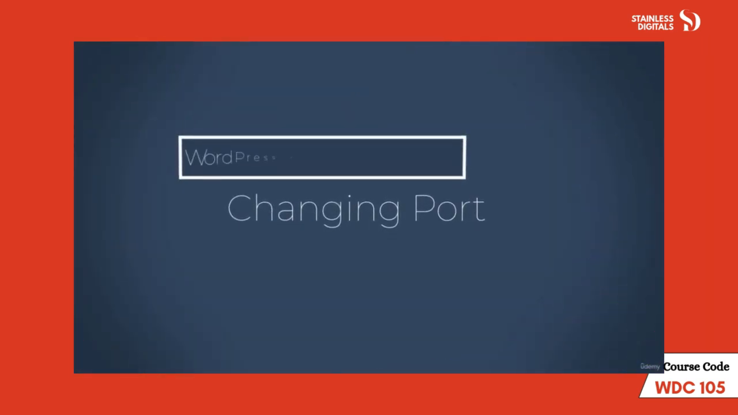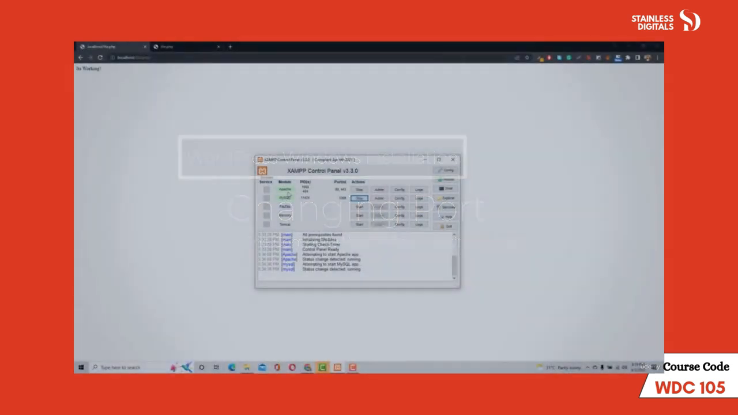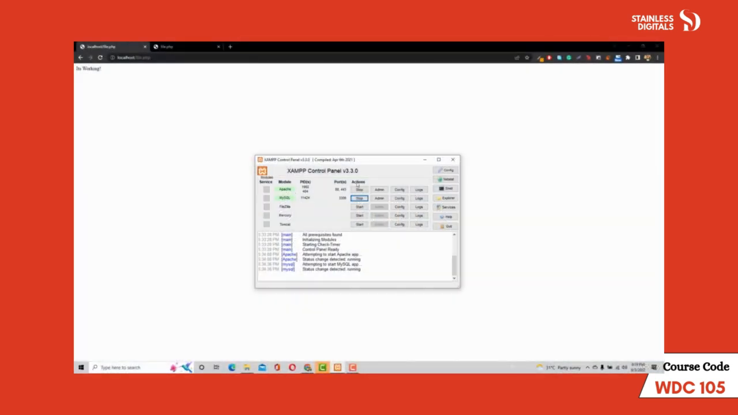In this lesson, we will learn how to change the port of the XAMPP server. Suppose that in the previous lecture, when you were starting this Apache web server, you were getting an error. Then this is probably due to a port conflict.